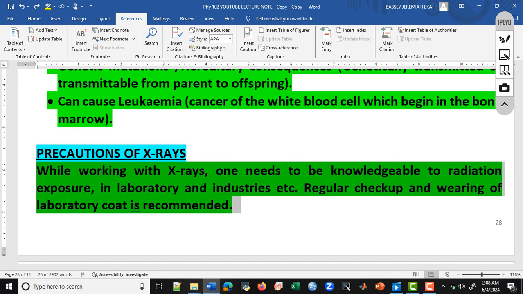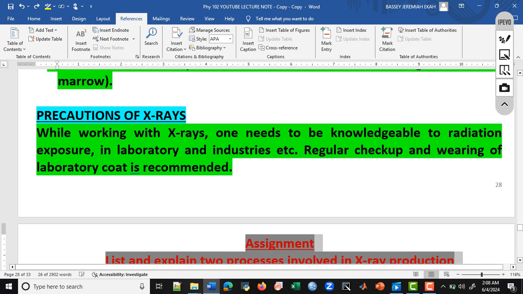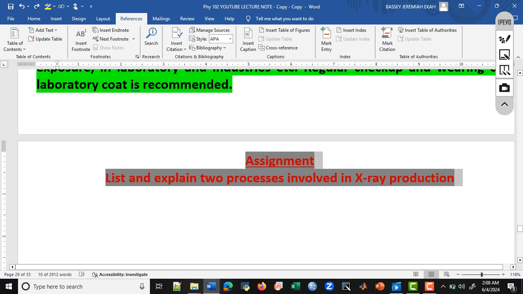Let's look at this assignment. List and explain two processes involved in X-ray production. There are two processes. I would like you to go and study the processes involved in X-ray production.